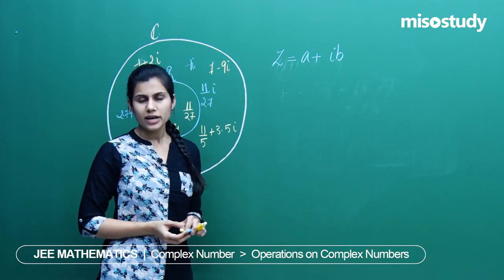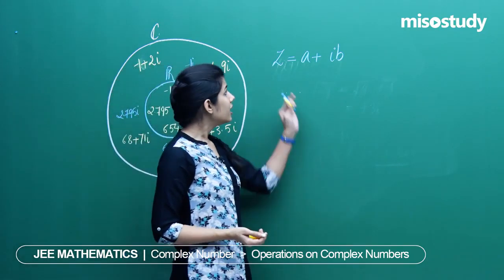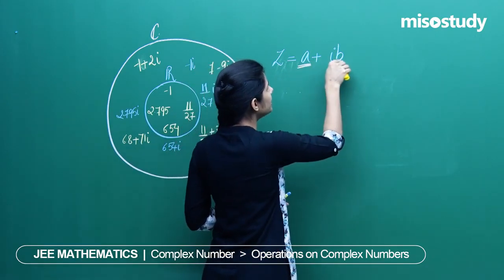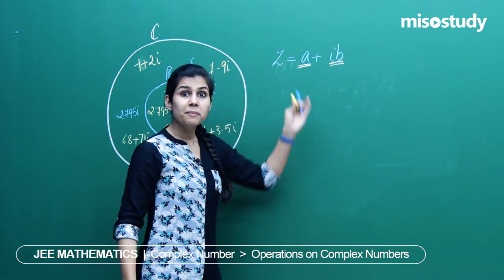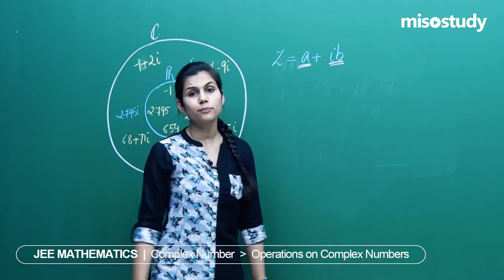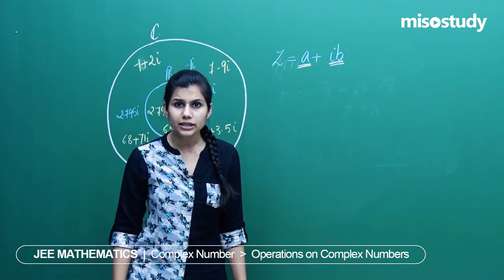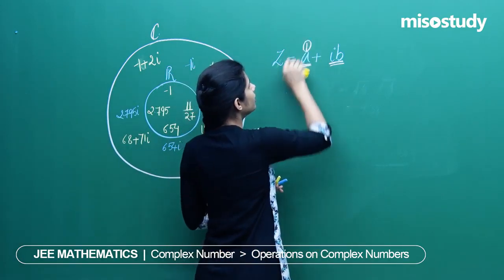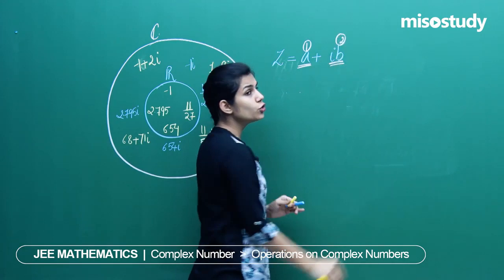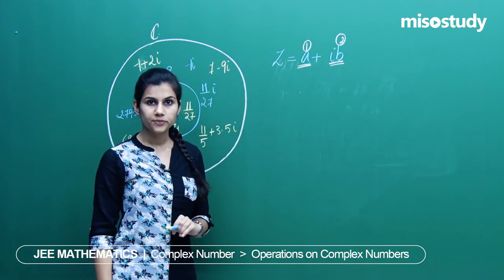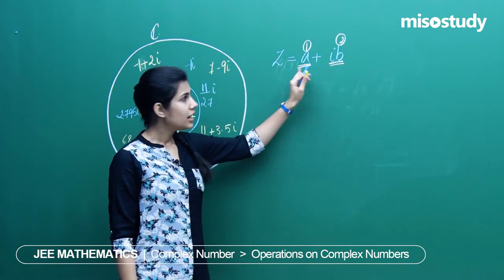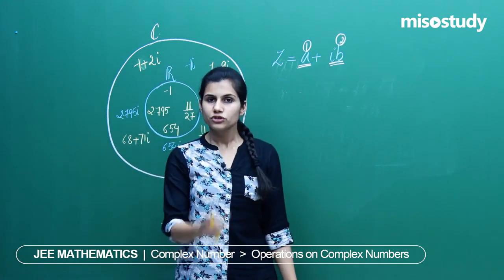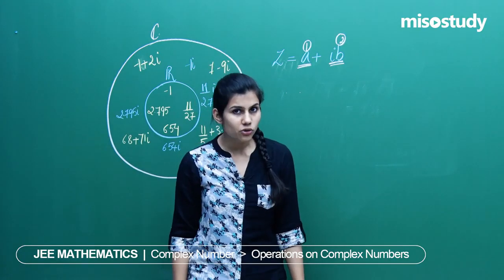Now, one thing which you should very, very nicely realize is that a complex number is made up of a real number and an imaginary number, but an imaginary number in itself is made up of an iota and another real number. That means a complex number is made up of two real numbers, one real number, another real number, and an iota. A complex number is made up of two real numbers and an iota.